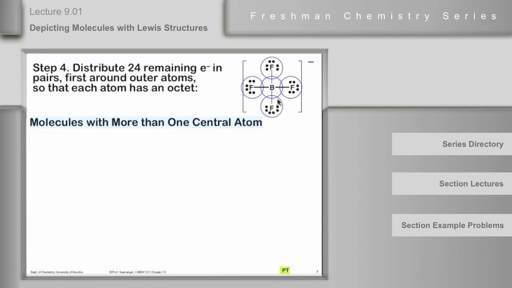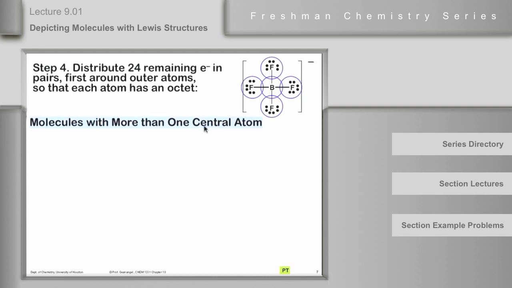So that's BF4 minus. Notice that since it's an ion, I draw brackets around the ion, and I put its charge outside. So we'll know that it has that one negative charge. Does anybody have a question on tetrafluoroborate ion? Okay, good. Let's go ahead and look at cases where there might be more than one center atom and see what the rules are there.